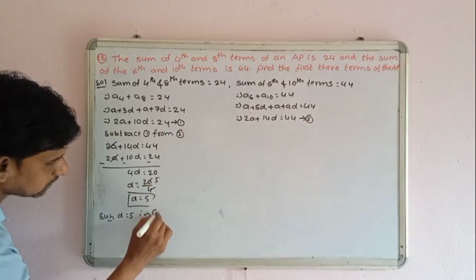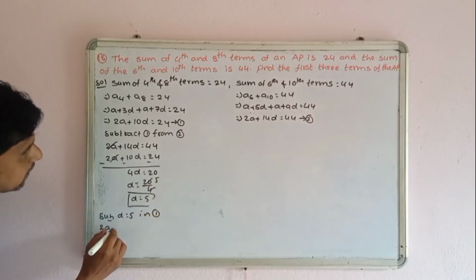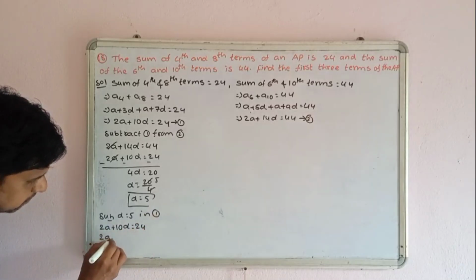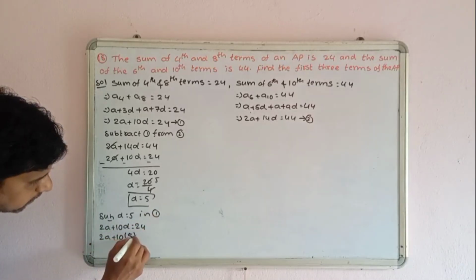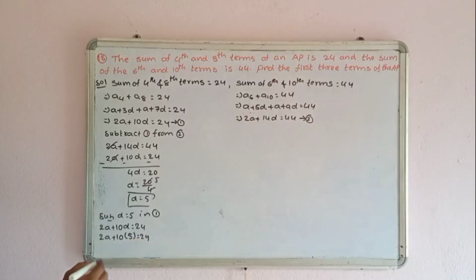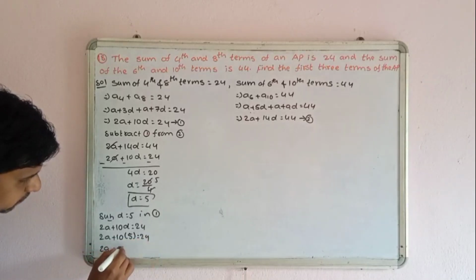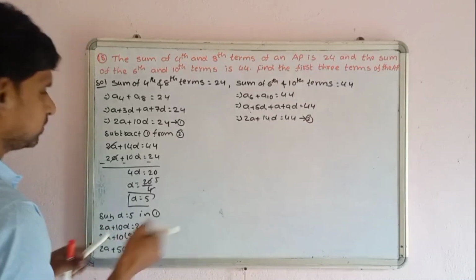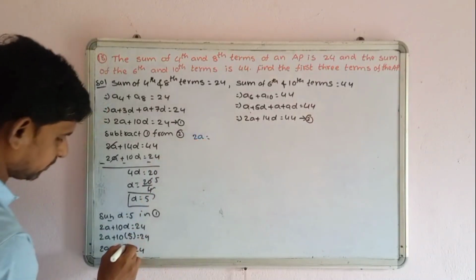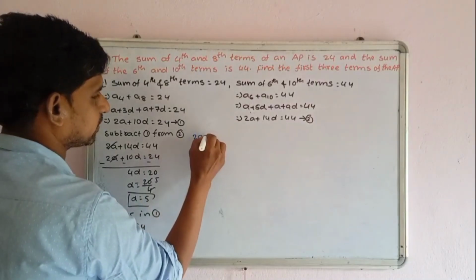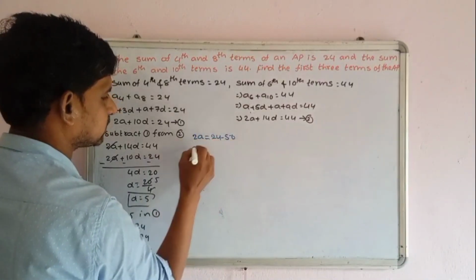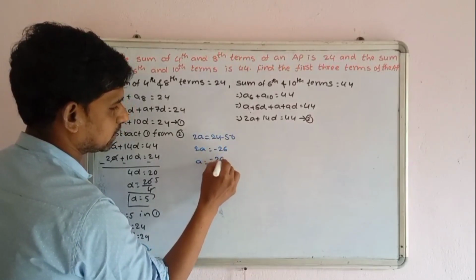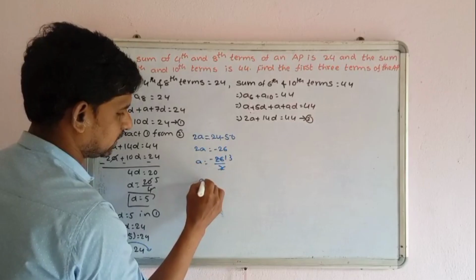Your wish. In 1. What is 1? 2a plus 10d equals 24. So 2a plus 10, d value 5, equals 24. So 2a plus 50, 10 fives are 50, equals 24. Next, 2a equals 24 minus 50, transposing 50 to the right side. That is 2a equals negative 26. So a equals negative 26 by 2, that is 13. So a equals minus 13.